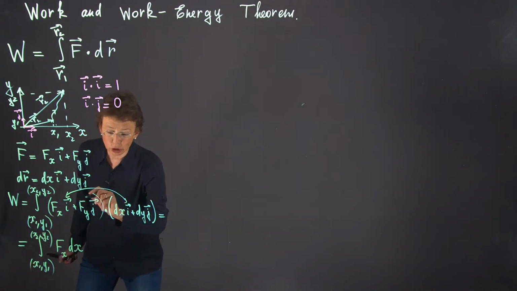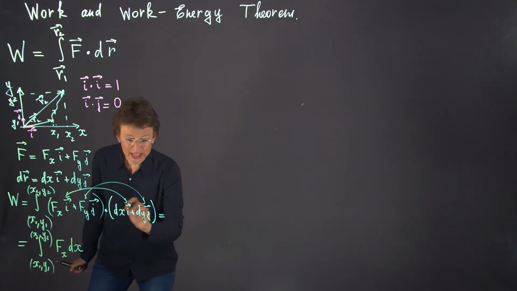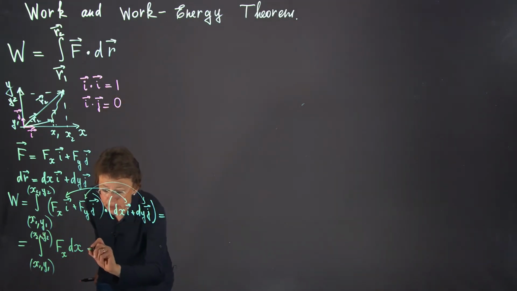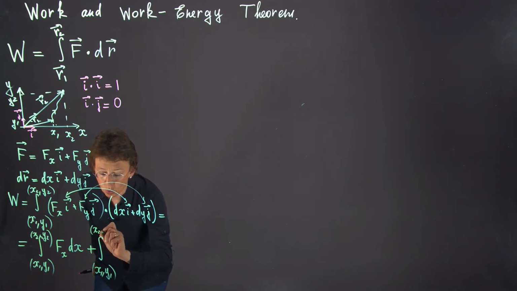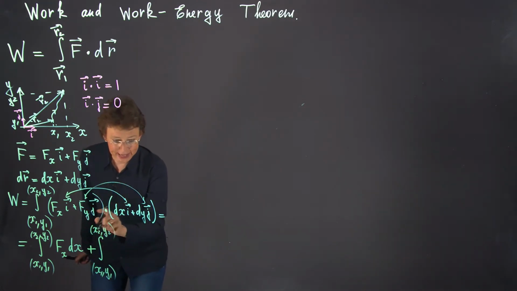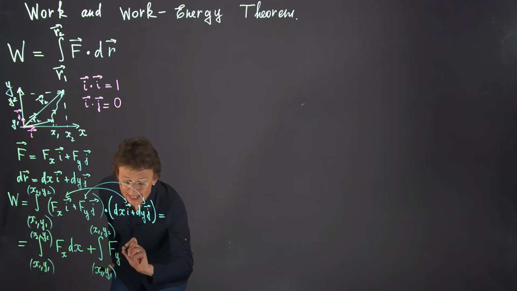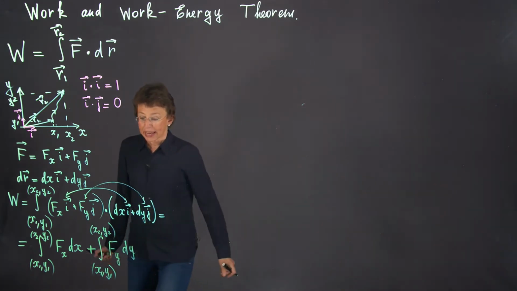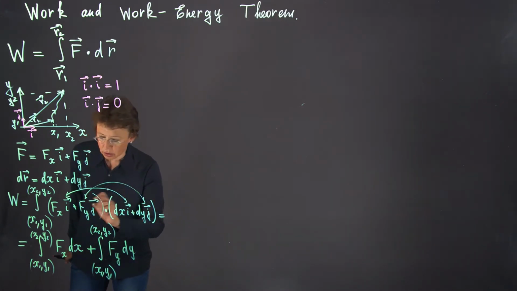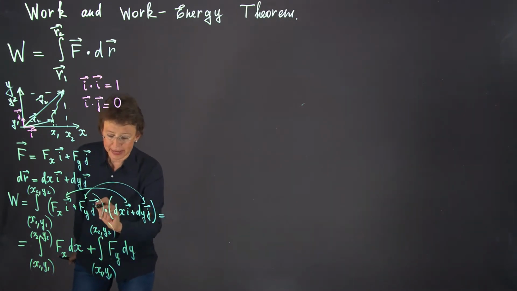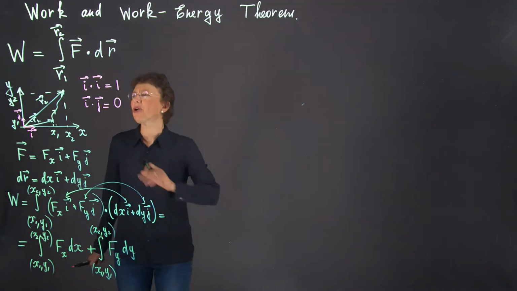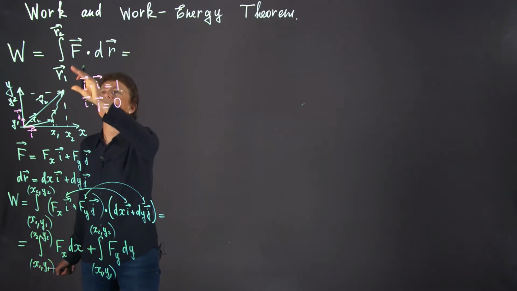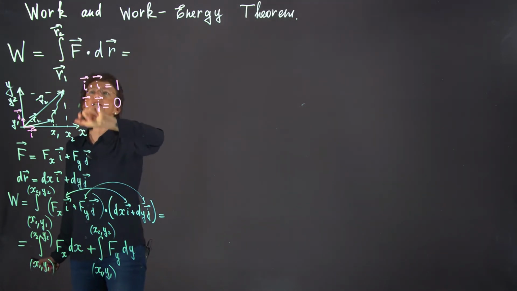Then I take the next dot product. j dot j again gives me 1. So I get another part of this integral from x1, y1 to x2, y2, and here I have Fy dy. And then i dot j and j dot i will give me 0. So we are done. We wrote the definition of work: the definite integral from r1 to r2 of F dot dr.